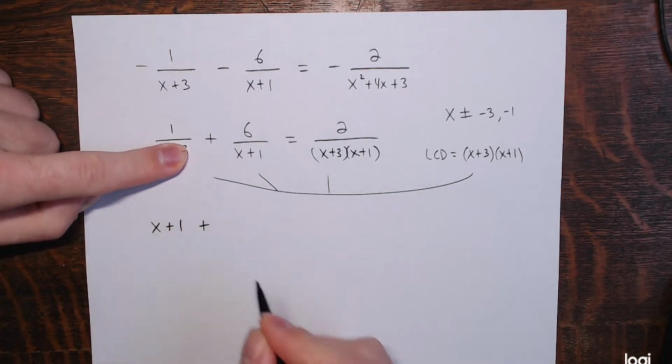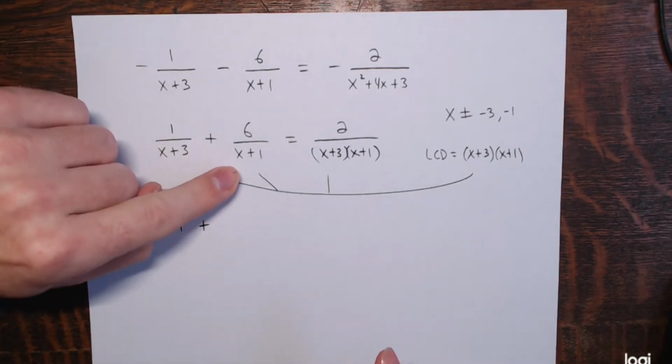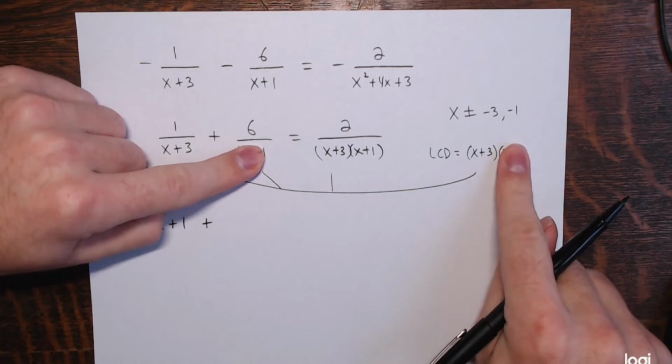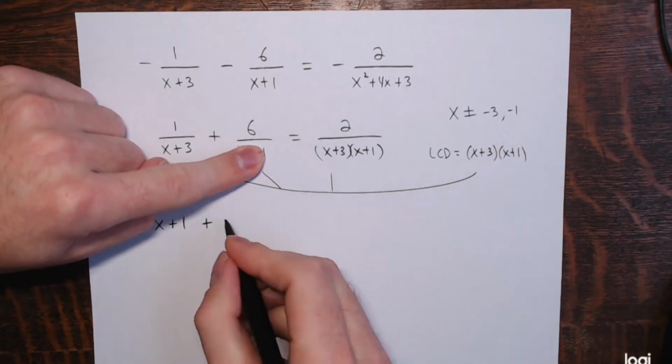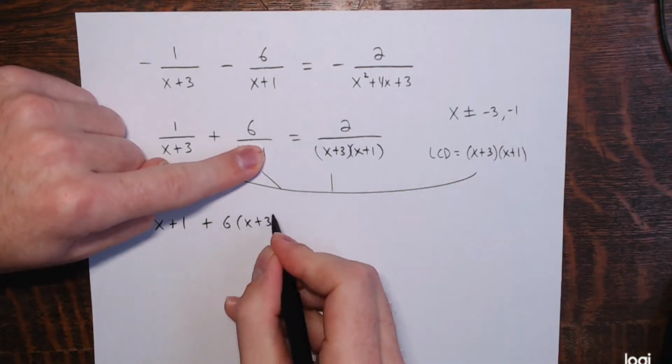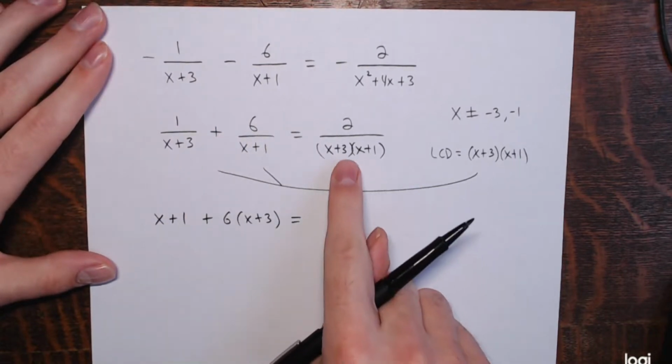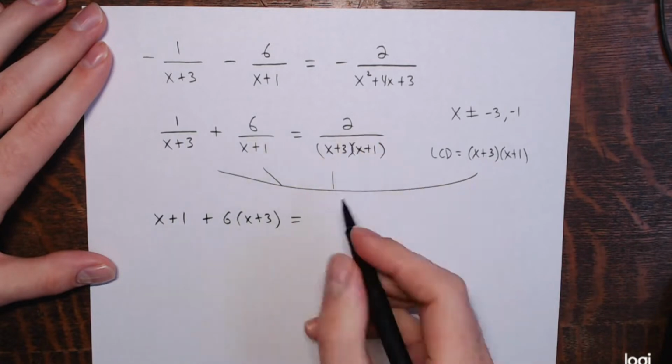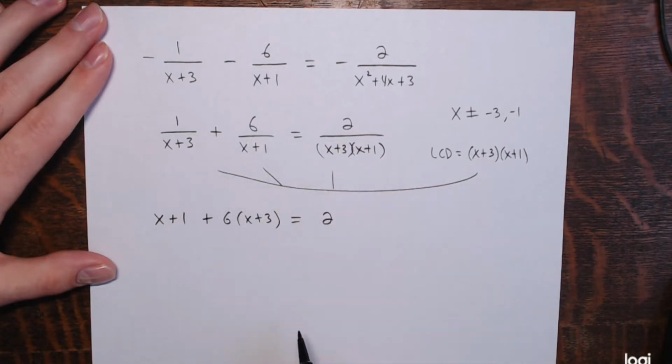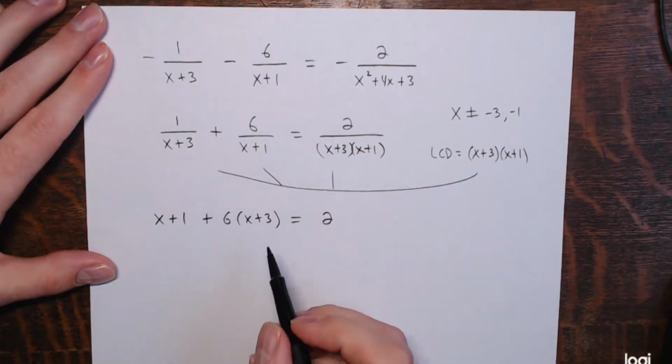All right, plus the second fraction, the x plus 1's would cancel, and I have 6 times the quantity x plus 3. And I do need the parentheses there because it's times 6. We're going to have to distribute. On the right side, both of these would cancel, leaving me with 2. All right. Now the denominators are gone. Great. Distribute the 6 here.